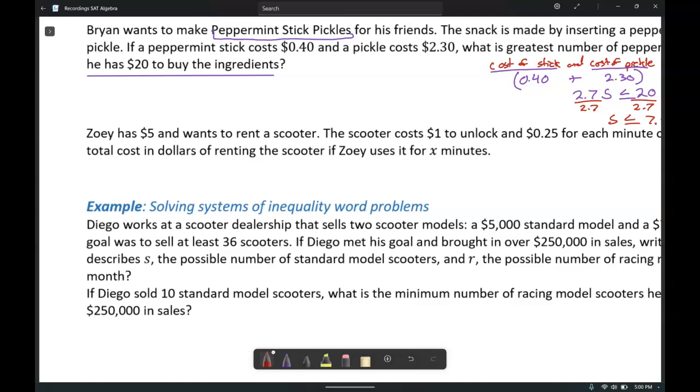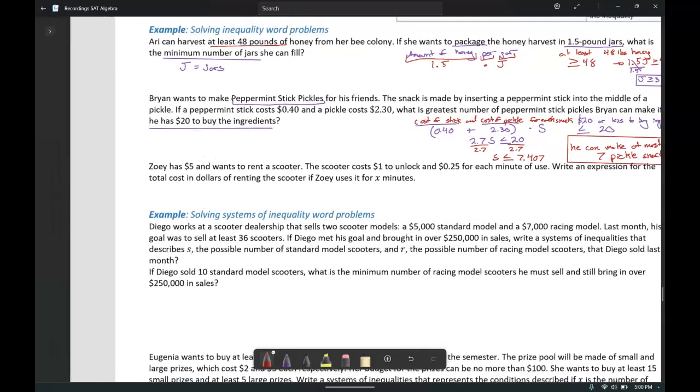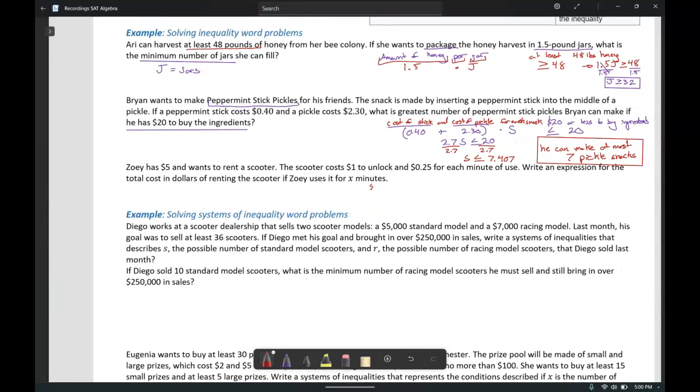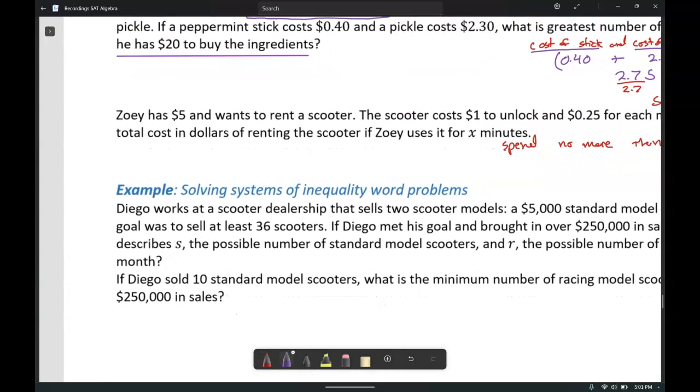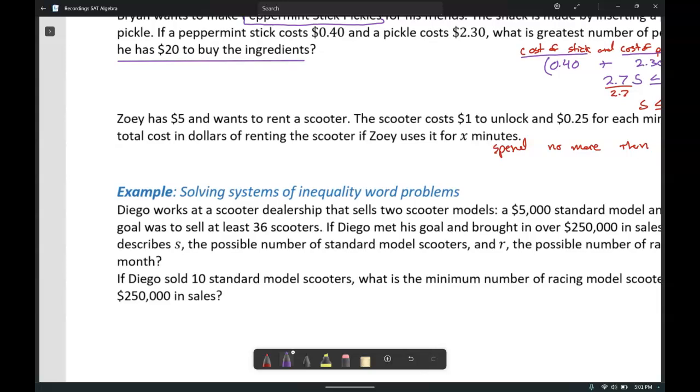So first we have to start with what the condition is. Well, she has $5 to spend. She wants to spend no more than $5. And then within that condition, we have the cost to rent the scooter. Well, there's two costs associated with it. There's an unlock cost and a cost per minute.